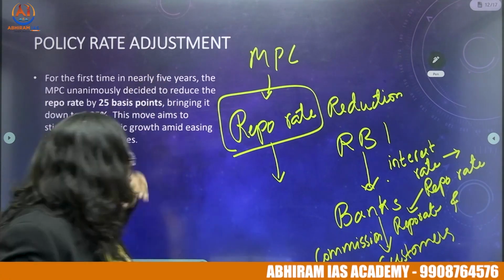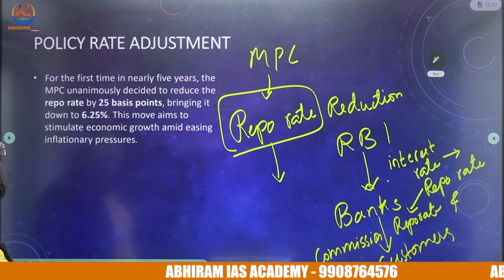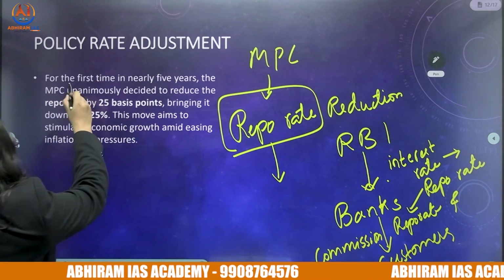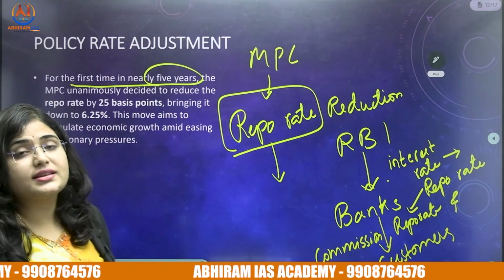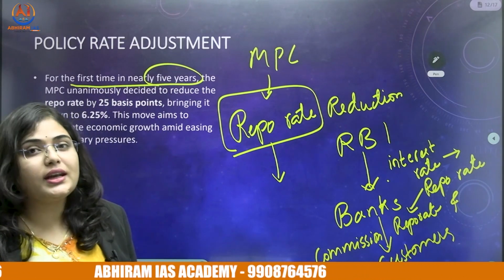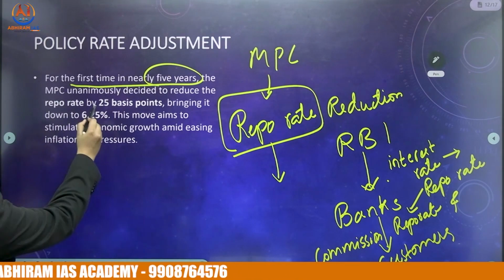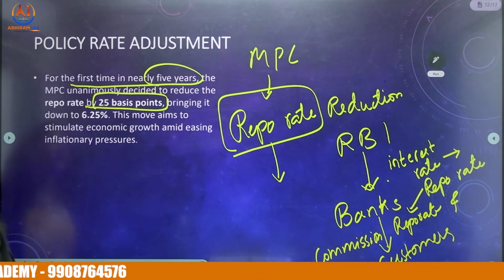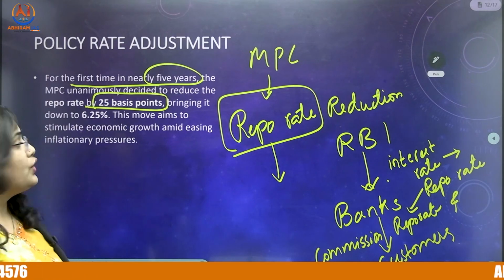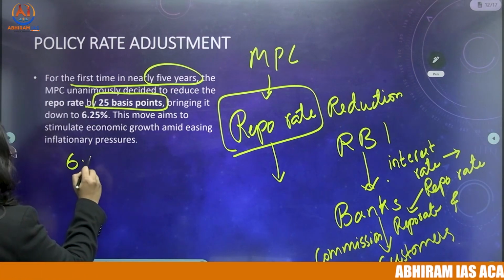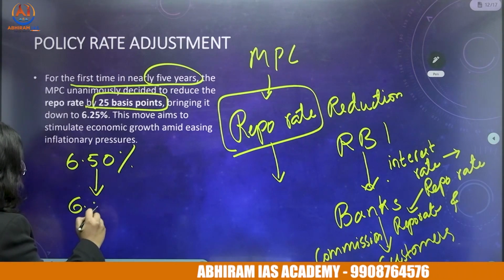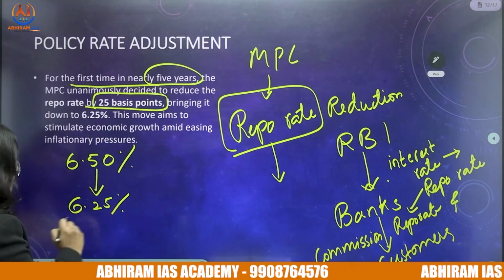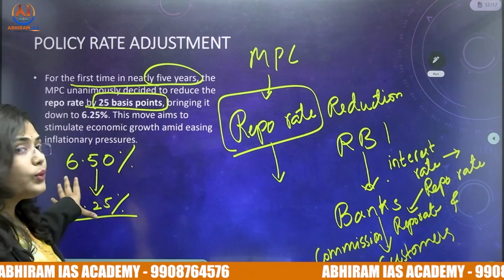So what is the major decision which has been taken? For the first time in nearly 5 years, there has been a unanimous decision by the Monetary Policy Committee to reduce the repo rate by 25 basis points. Earlier it was 6.50%, now it is 6.25%. So what will happen?